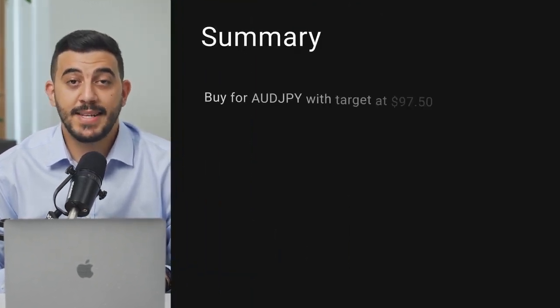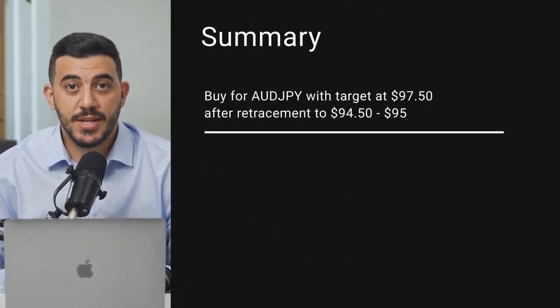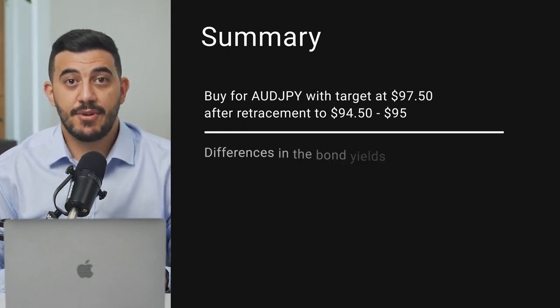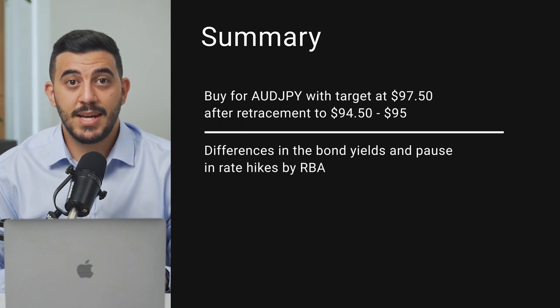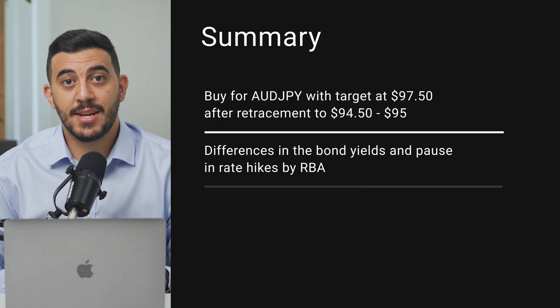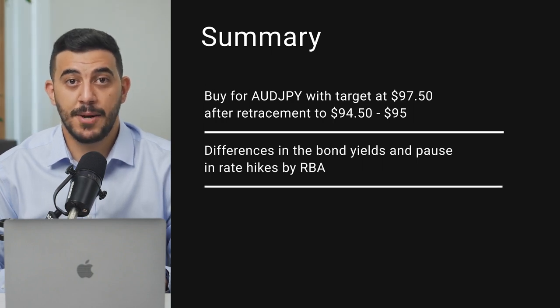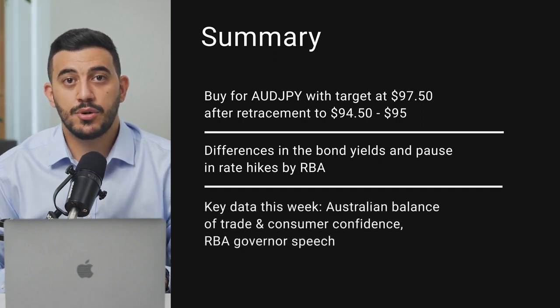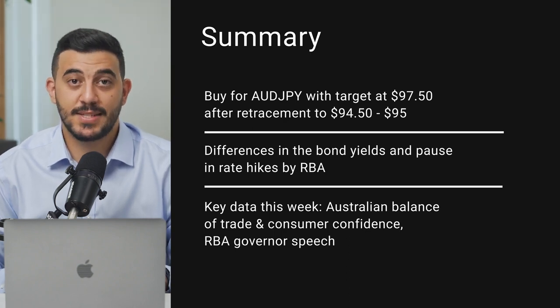So in summary, the trading idea for this week is for a long trade on the Aussie dollar against the Japanese yen pair after a possible retracement move on the daily chart. The narratives behind this is the differences of the 10-year bond yields of Australia and Japan, as well as the strength of the Aussie dollar after the pause by the Reserve Bank of Australia. The economic data to look out for should you take this trade is the Australian balance of trade and consumer confidence, as well as the RBA's governor speech next Wednesday.